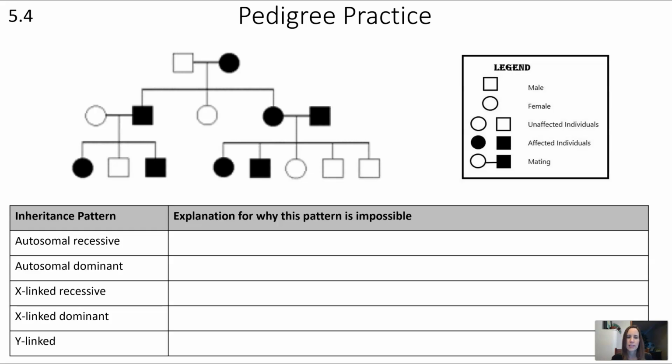All right, so here is a practice problem that you can try. So here's a pedigree, and I want you to try to figure out for each of the inheritance patterns we just went over, which of these is not possible based on this pedigree, and see if you can give the explanation for why this pattern is impossible.